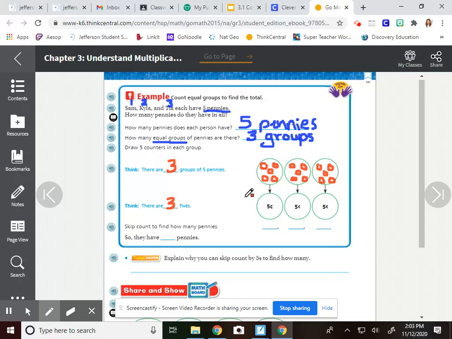Now we need to skip count to find how many pennies there are. How many are in each group? 5. So let's skip count together. 5, 10, 15.